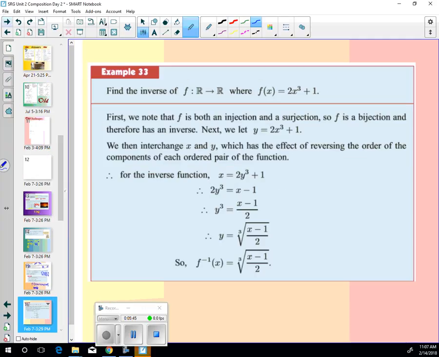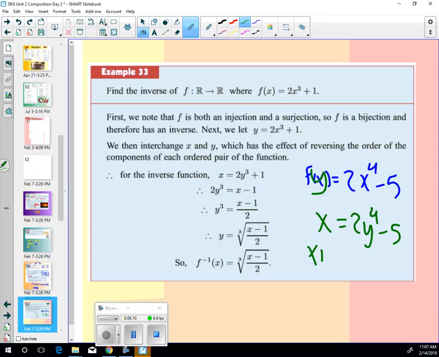And just real quickly, to find an inverse, you remember this, but if you have f of x equal to 2x to the 4th minus 5, you would switch the f of x and x. What do you switch them to find the inverse? Yeah, x is y and y is x. 2y to the 4th minus 5. Add the 5.